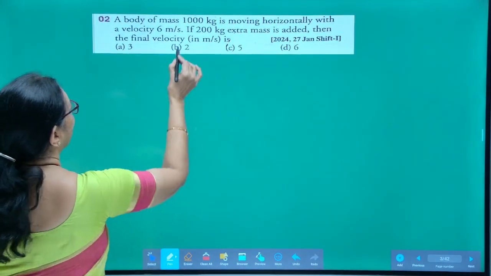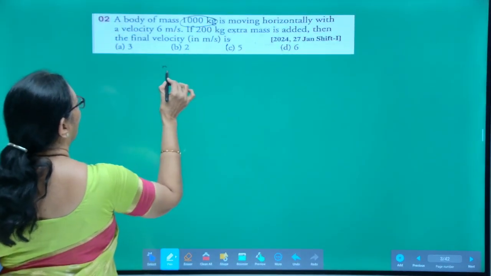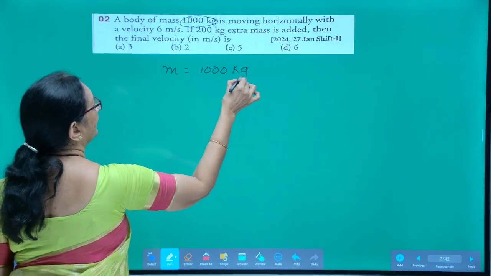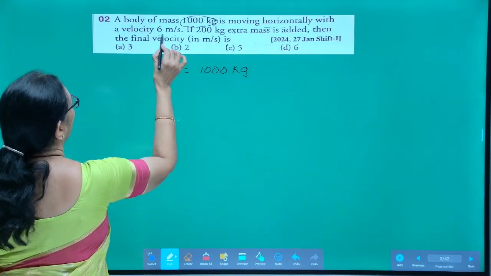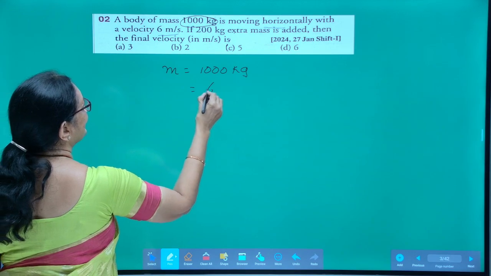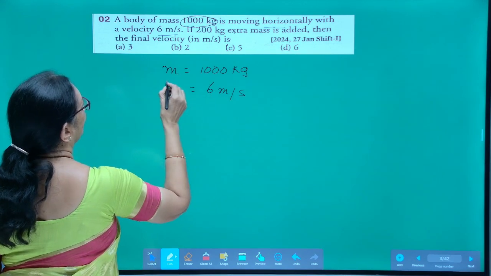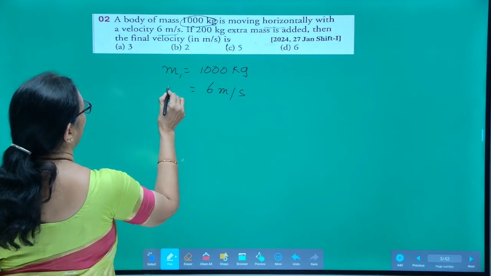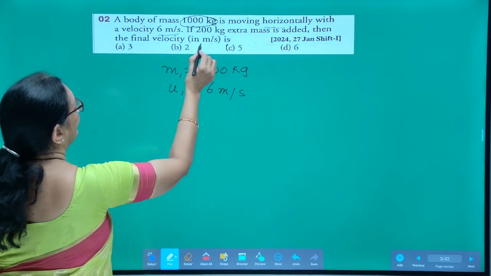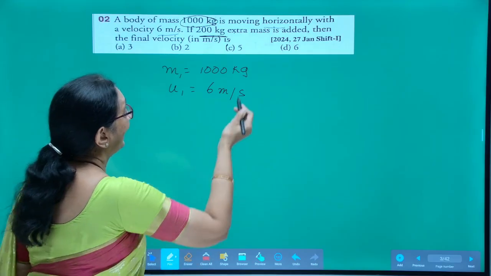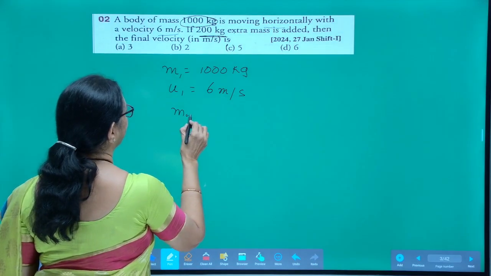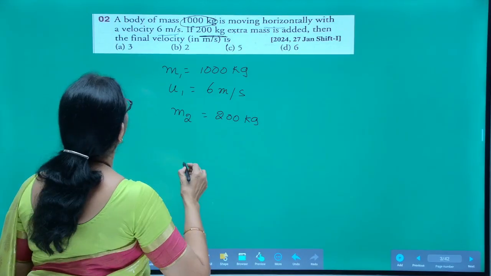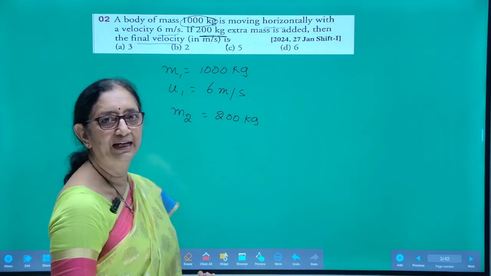Body of mass 1000 kg. Mass of the body is given as 1000 kg. Moving horizontally with a velocity 6 meter per second. Okay, let us consider this as m1. Its velocity is given as u1. A 200 kg extra mass is added. 200 kg extra mass is added, then the final velocity will be.